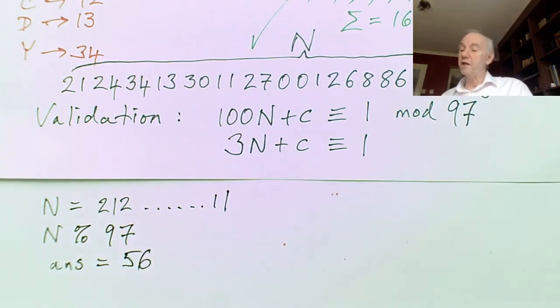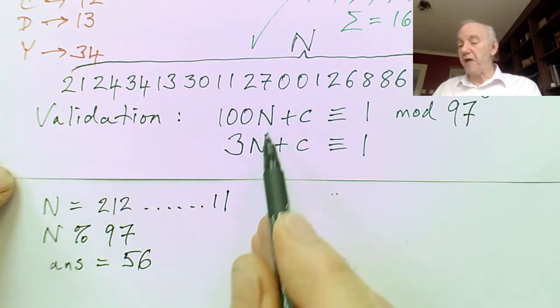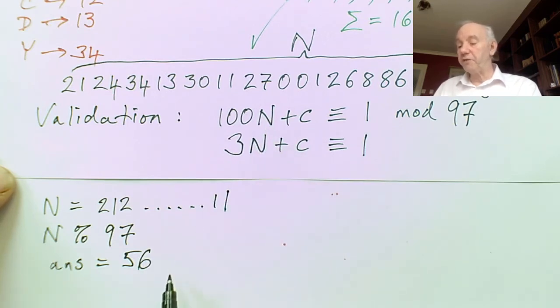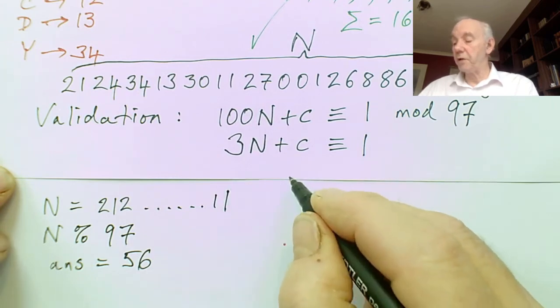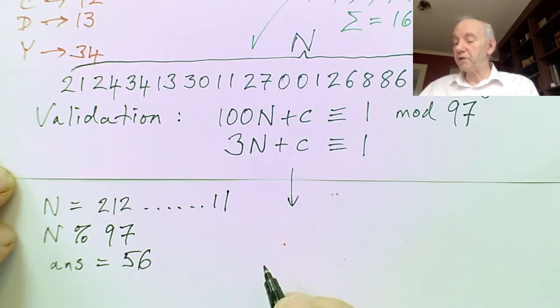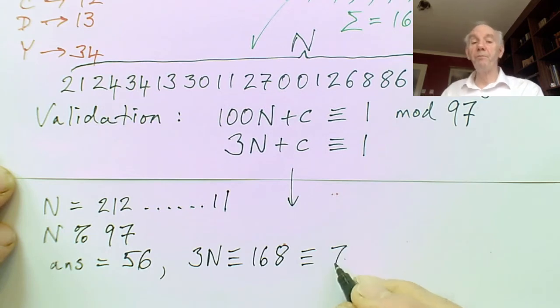So that's our remainder, 56. So we need to take 3 times, so you can think of n as being equivalent to 56. So 3n, 3 times 56 is 168. So let's write that here. So 3n is therefore equivalent to 168, which, since we're working mod 97, is also equivalent to 71.